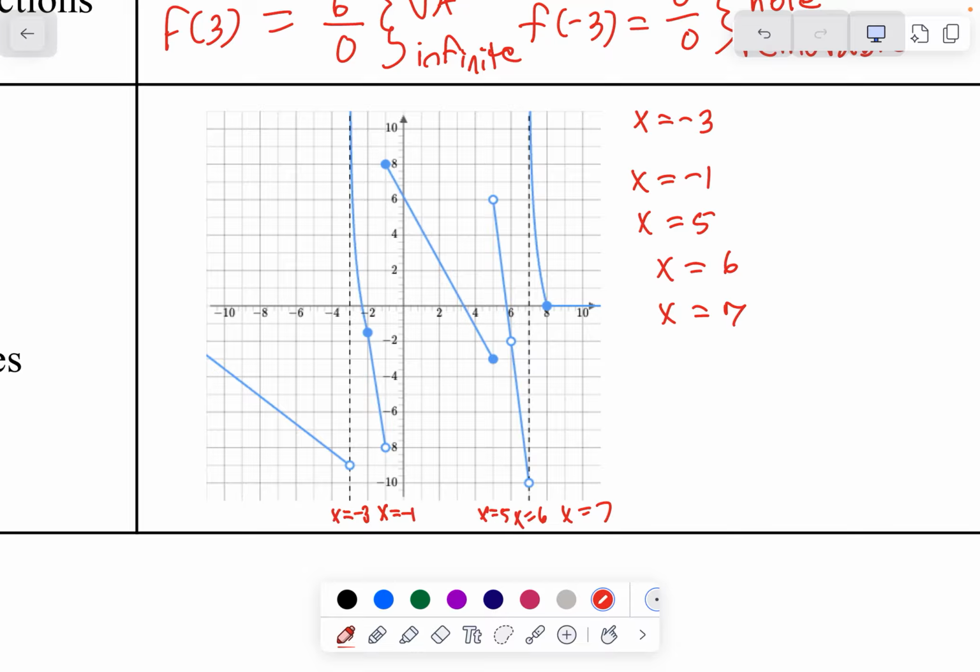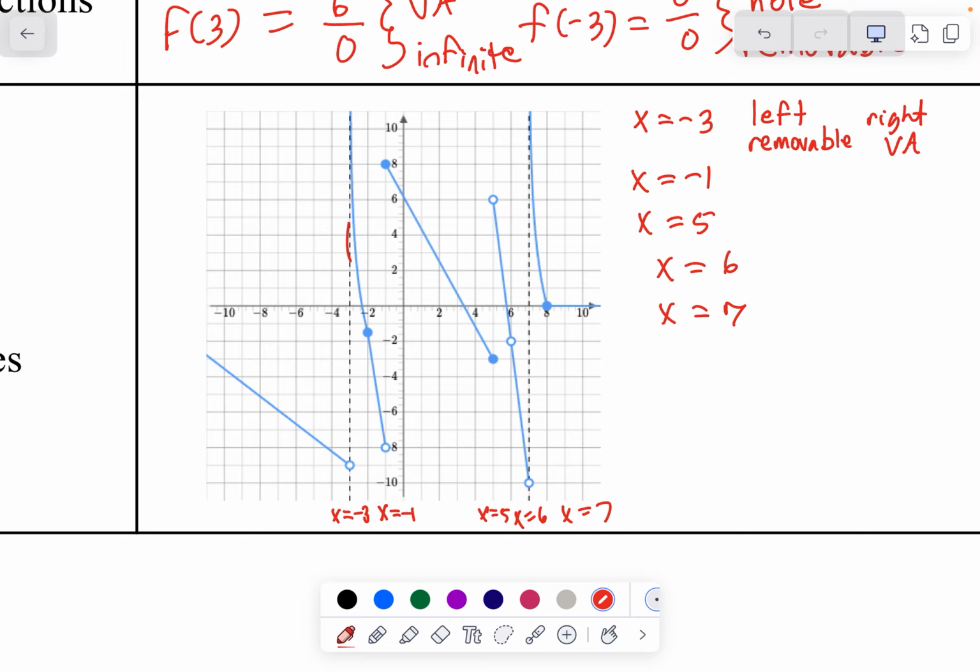Okay, so let's talk about -3. At -3, on this left side, there is a hole. So we would say that the left side has a removable discontinuity. But on the right side, he can get close to this vertical asymptote. So on the right side, there is a vertical asymptote. Well, you can call it an infinite discontinuity.